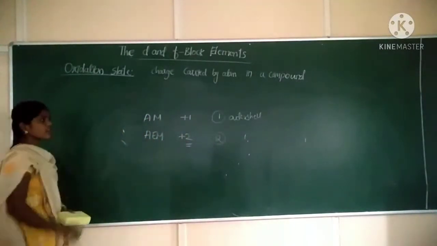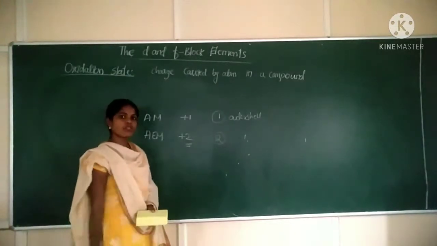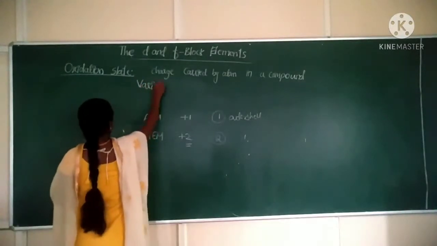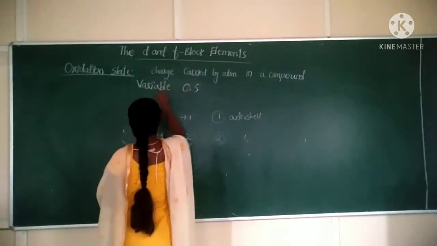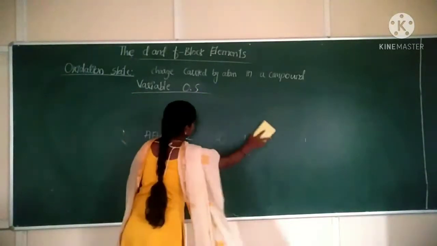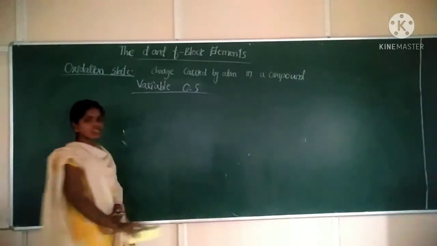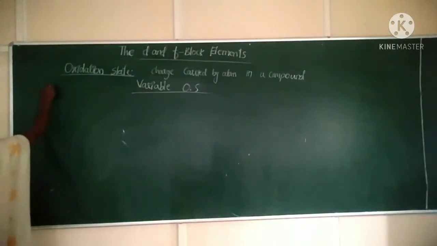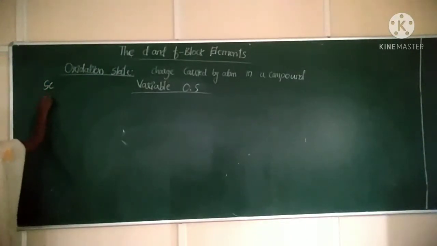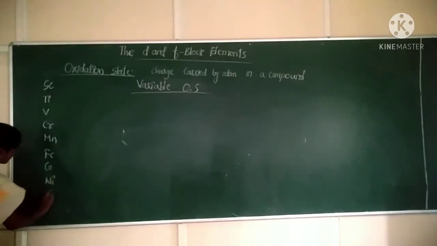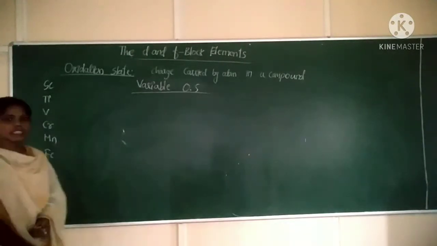But in case of D block elements, it is not limited to one or two oxidation states. It shows variable oxidation states. Oxidation state for the 3D series elements is variable. It is not fixed. Clear? So write the elements of 3D series, that is scandium, titanium, vanadium, chromium, manganese, iron, cobalt, nickel, copper, zinc. So these are the 3D series elements.